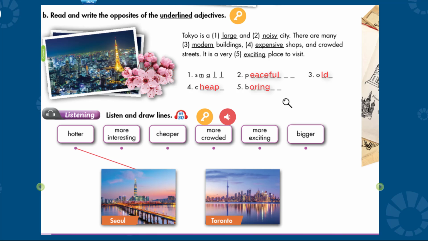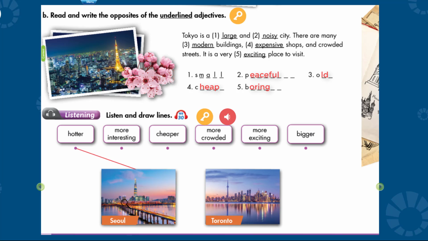Now let's move on. The next part is listening. Listen and draw lines. Bây giờ chúng ta sẽ di chuyển qua phần 2, đó là phần listening. Okay, chúng ta sẽ nghe và nói. Alright. Now here we have 5 words or phrases here. Chúng ta có 5 từ hay là 5 cụm từ ở đây. Okay. And we had 2 pictures. The first one, Seoul. The second one, Toronto.